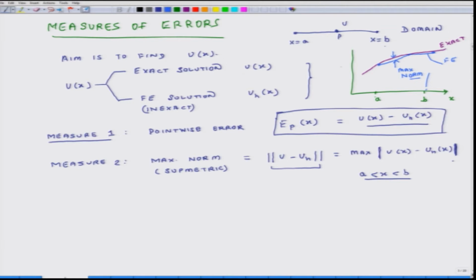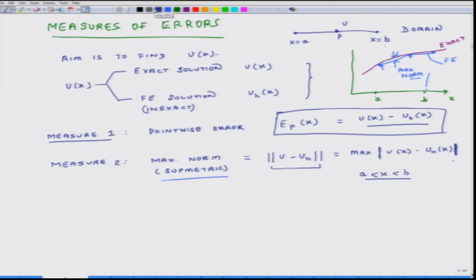At this location the difference is 0, at this location the difference is 0, at this location the difference is 0, the difference keeps on increasing and it becomes maximum at this location, right, and at all other locations this difference is less compared to this maximum value. So, this is defined as the max norm. So, this is the second number for quantifying the magnitude of error, the max norm.